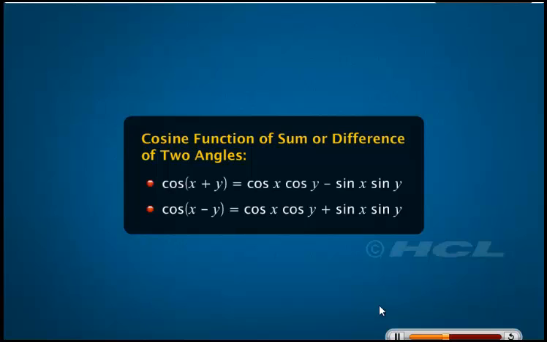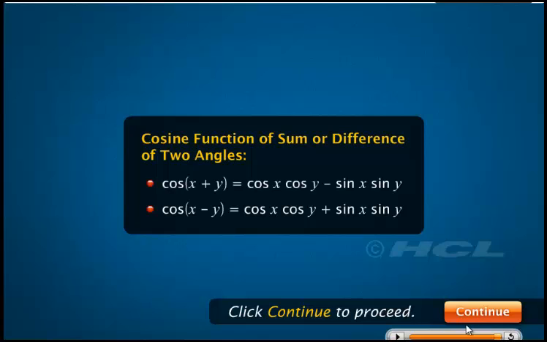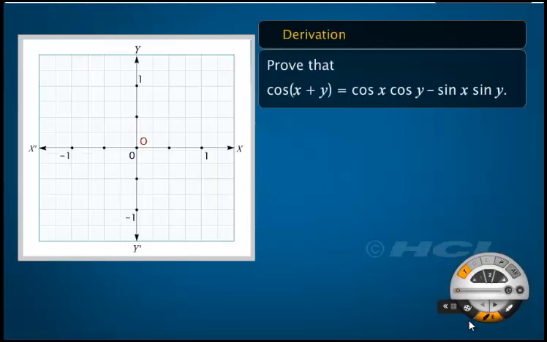Now, let's check the sum and difference formulae of the cosine function one by one. We first derive the sum formula and then we derive the difference formula by replacing y with minus y. Let's derive the relation cos x plus y equals cos x cos y minus sin x sin y geometrically.